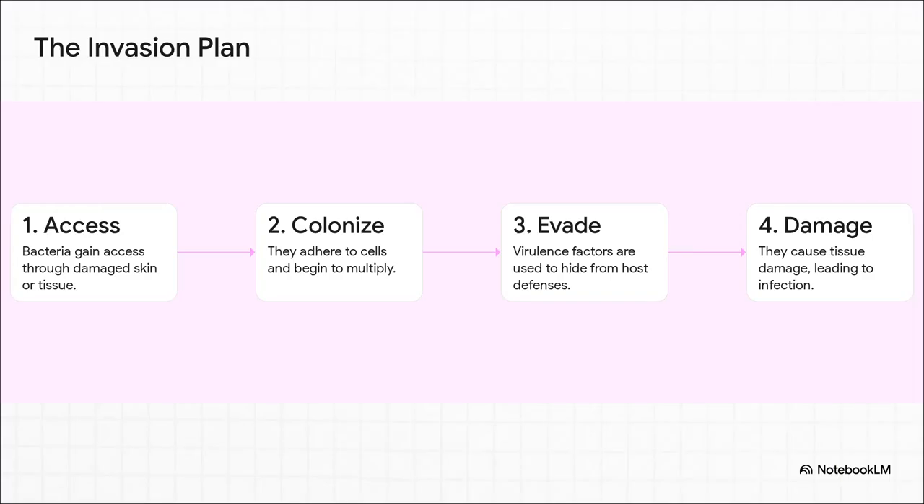The whole invasion follows a really clear plan. It starts with access, just finding any small break in the skin. Then it begins to colonize, multiplying like crazy. From there, it busts out its virulence factors to evade our immune system's patrols. And the final stage? Damage. That's when the bacteria's activity causes all the inflammation and destruction that we actually recognize as an infection.